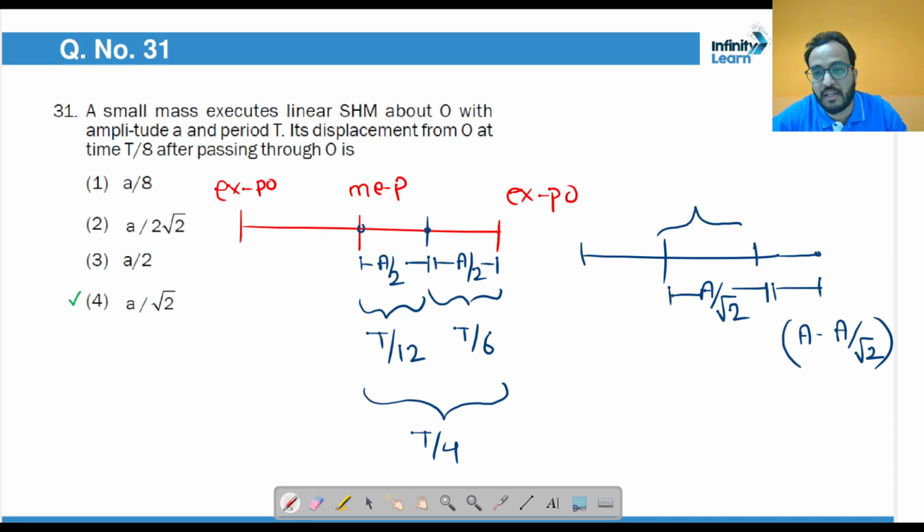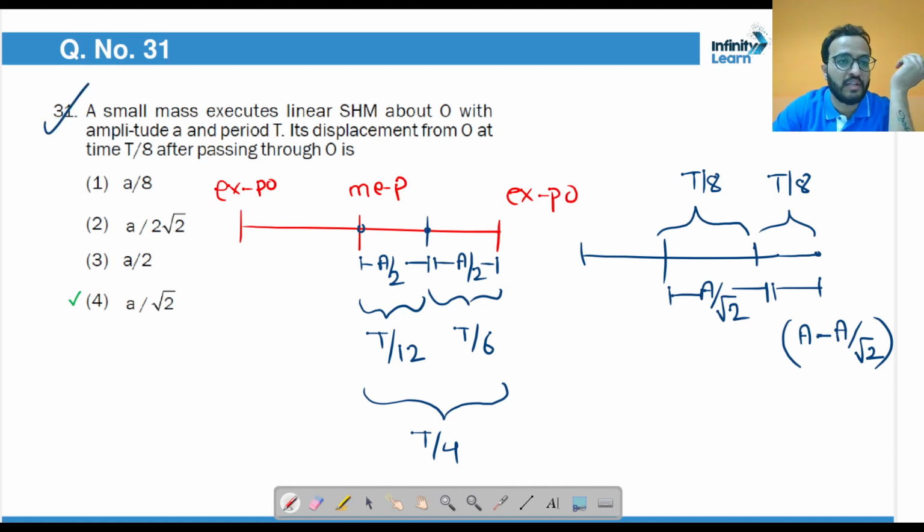So this time period is also t by 8, and this time period is also t by 8, but in the first t by 8 it travels a by root 2, in the second t by 8 it travels a minus a by root 2. And the first a by 2 it covers in t by 12 time, the next a by 2 it covers in t by 6 time. So if you remember this data, then obviously this question is easy to solve. Otherwise you can solve it using this equation also.